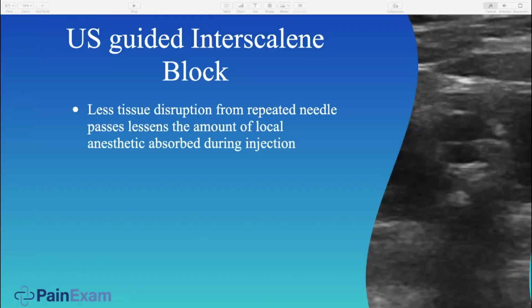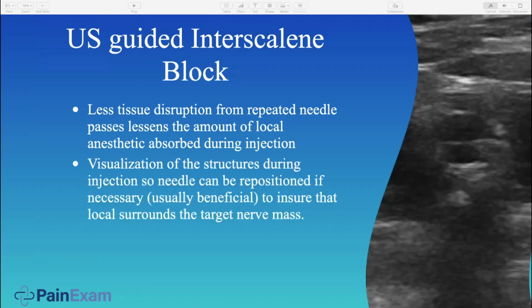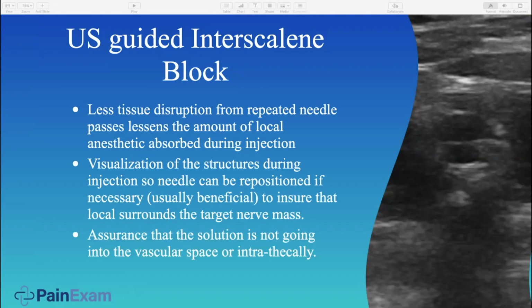So with the ultrasound, you have less tissue disruption from repeated needle passes, and you don't need such a high volume of local anesthetic as you do with the blind techniques or twitch monitor. You can see all the structures if you need to reposition. You can see how your local anesthetic spreads, and you can also use Doppler to identify blood vessels and make sure that your needle is not in or too close to a blood vessel.